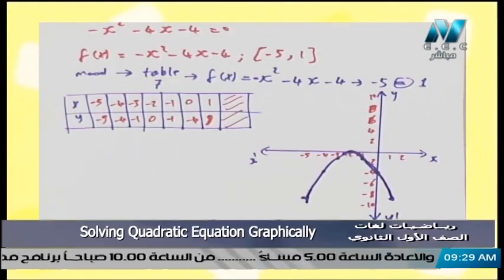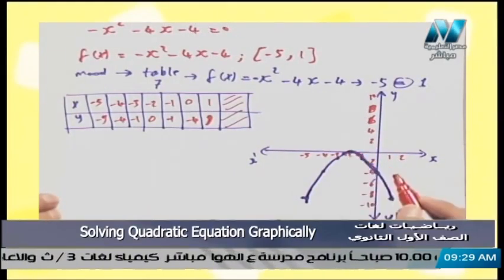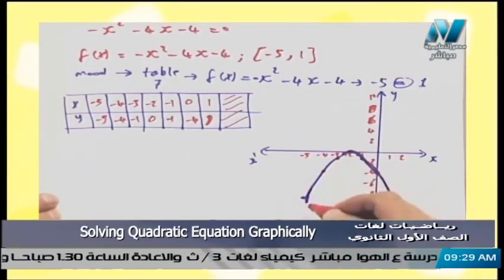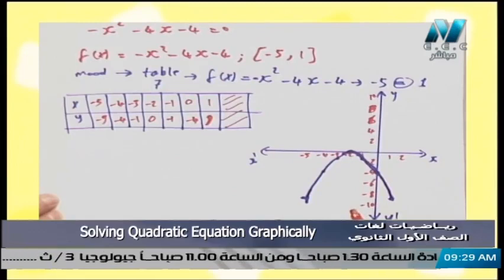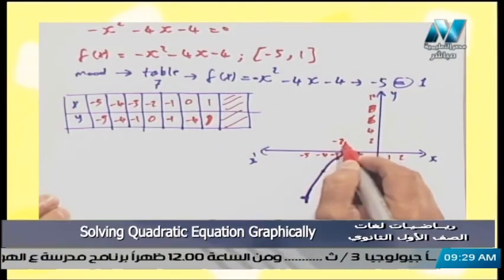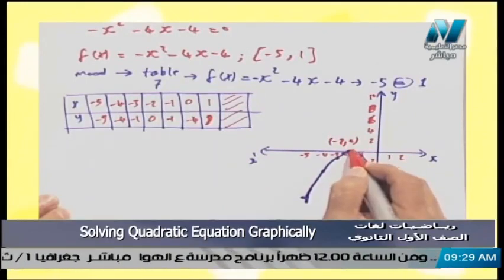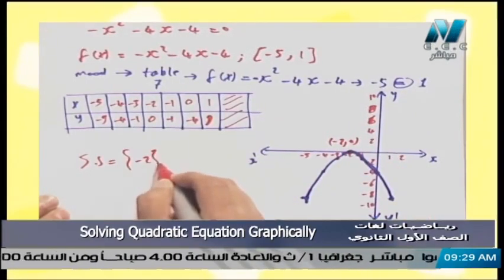Okay, here we have just one point intersecting between the curve and the x-axis. This point will be negative 2, here negative 2 and 0, and the solution set here will be negative 2 only.